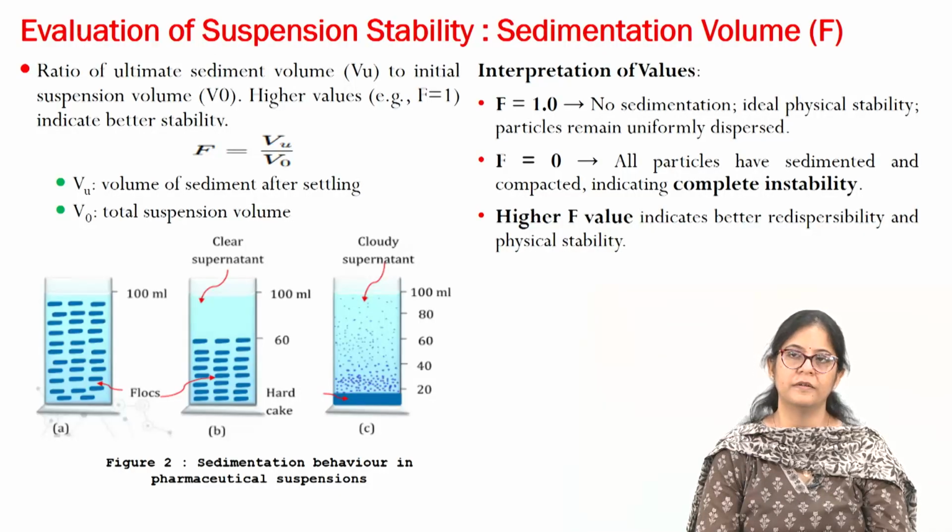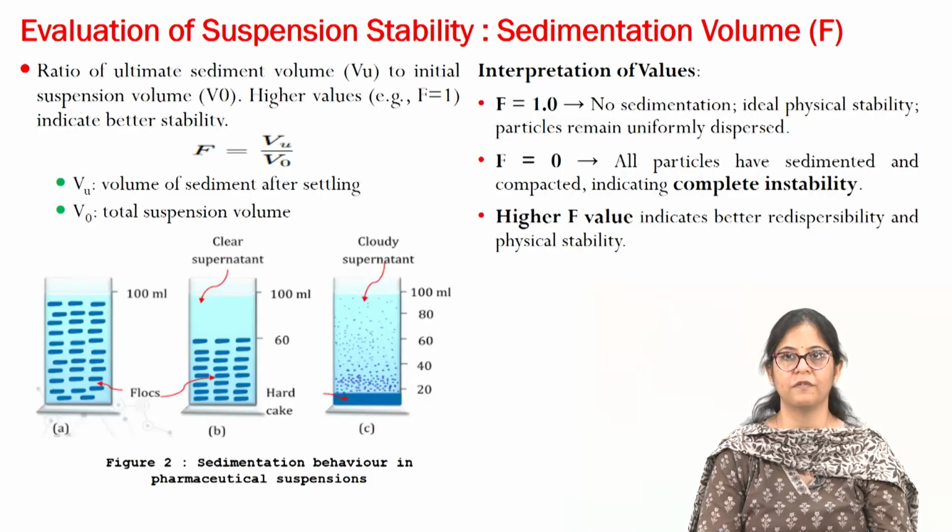The sedimentation volume can be used as an indicator of the stability of suspensions, which is the ratio of the ultimate sediment volume to the initial suspension volume. The higher the value, the better the stability.